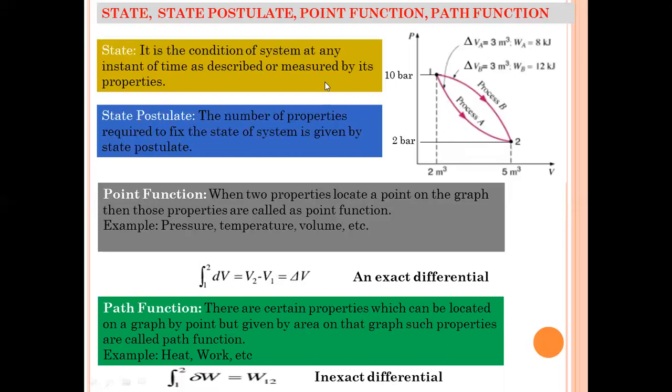So the work done during process A and during process B can be written as work done during the process 1 to 2, dW is equal to W12, which is an inexact differential. This means that in this case we cannot write W2 minus W1 like this, because this is the inexact differential and the other is the exact differential. So this is what the state postulate, point function and path function are about.